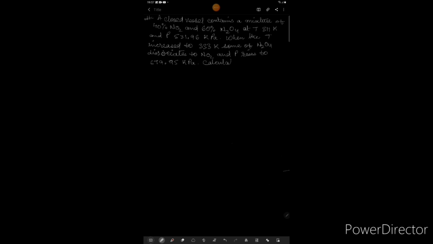Calculate the composition of gases at 60 degree centigrade by weight. Okay, solution. Basis 100 kg of gas mixture.